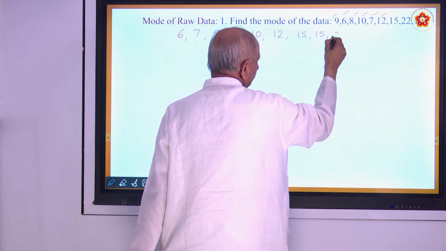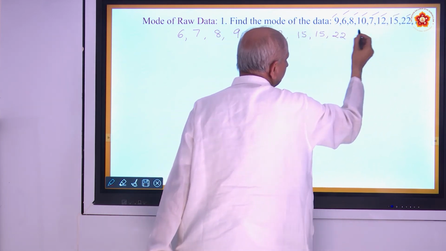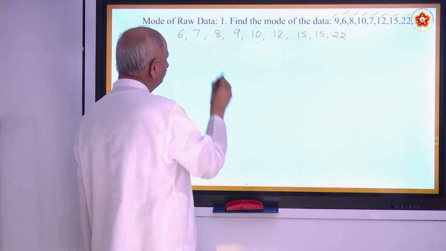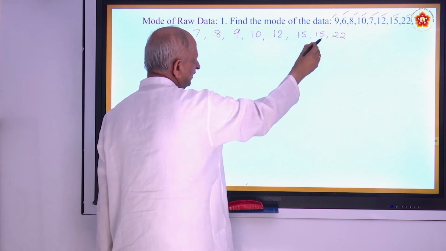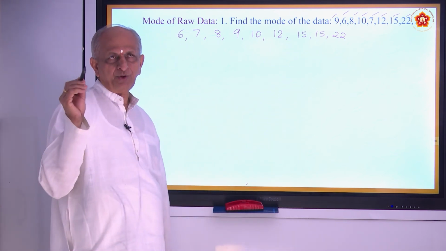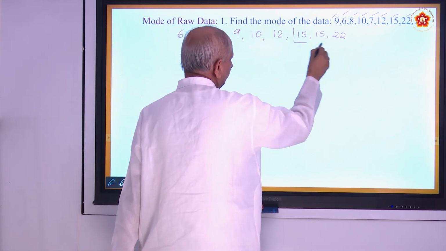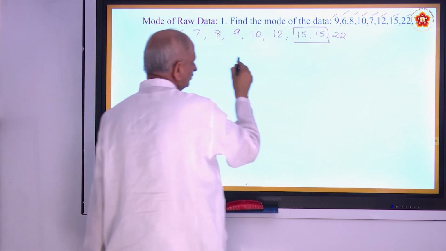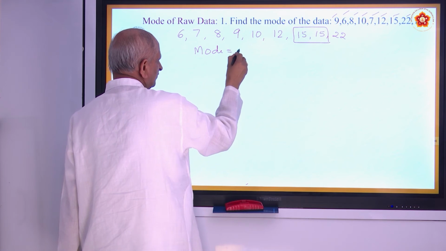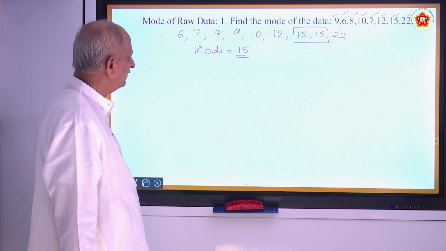Then you have 22. 15 2 times 22. So 3 plus 3 is 6, plus 3 is 9. 3, 6, 9. Okay. Now mode means most repeated. So this 15 is the most repeated, right? So you can write it as mode is equal to 15. Most repeated score, if it is raw data.